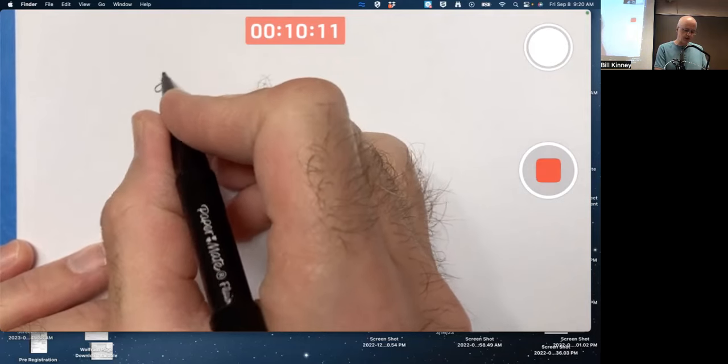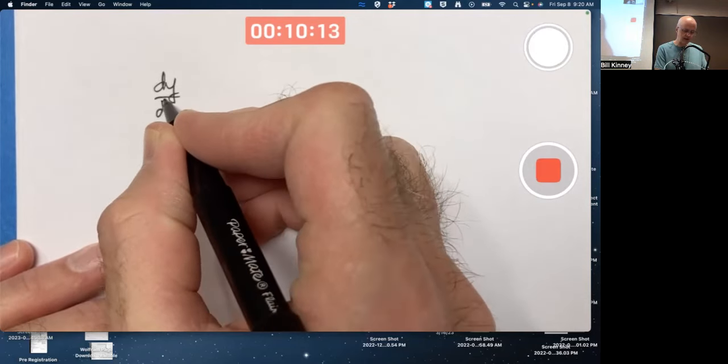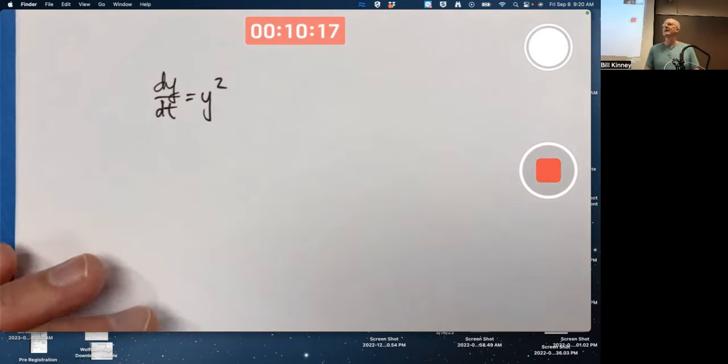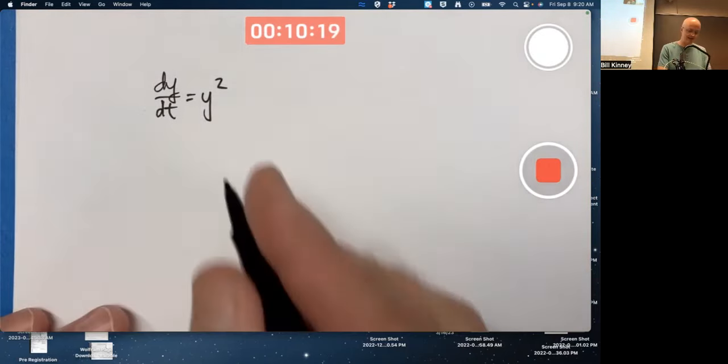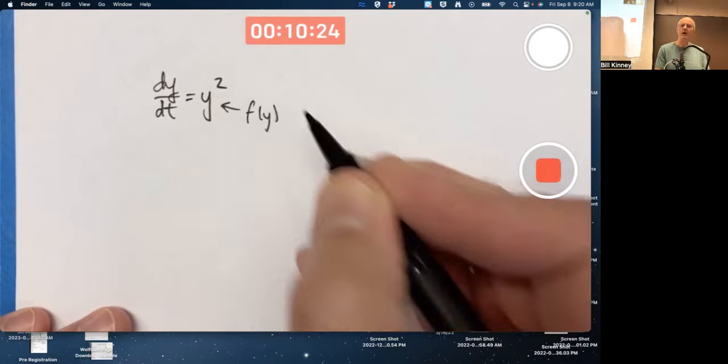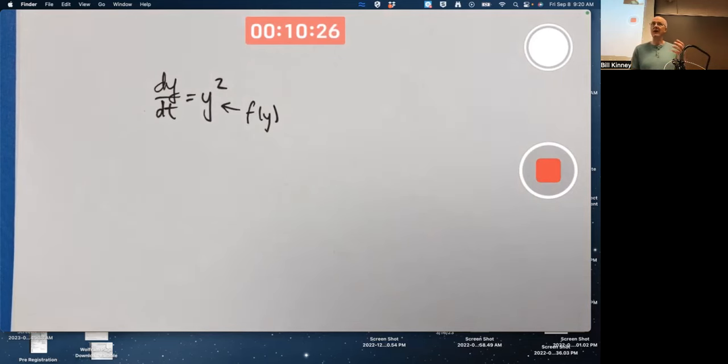So we've got a differential equation, dy/dt equals y squared. The right-hand side here is just a function of y. We call it f of y. In general, it could be a function of t as well.